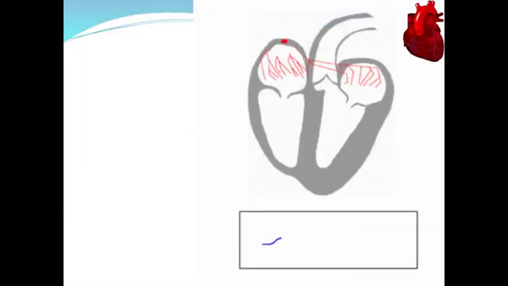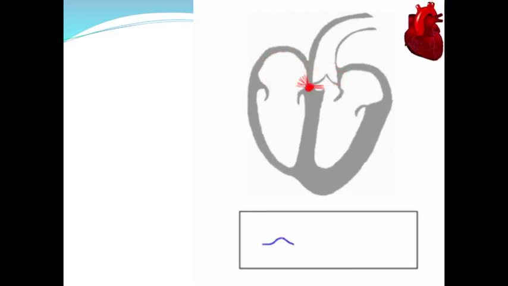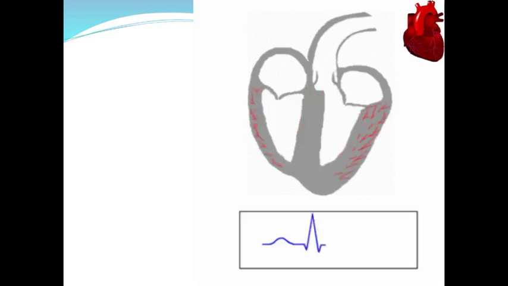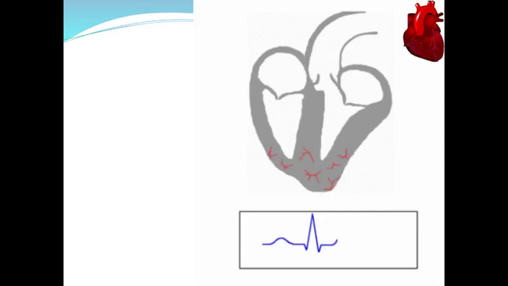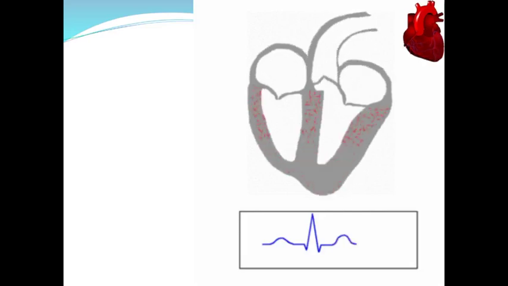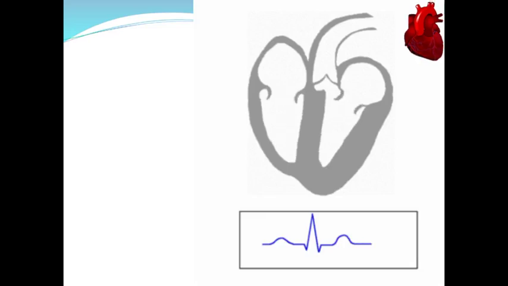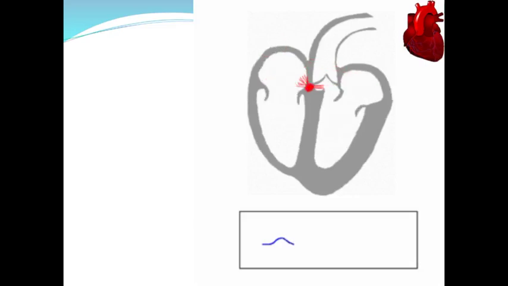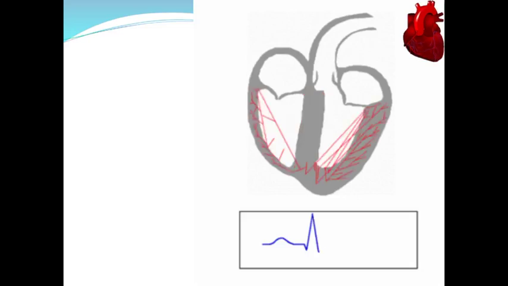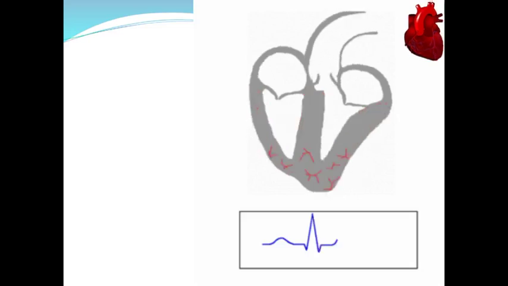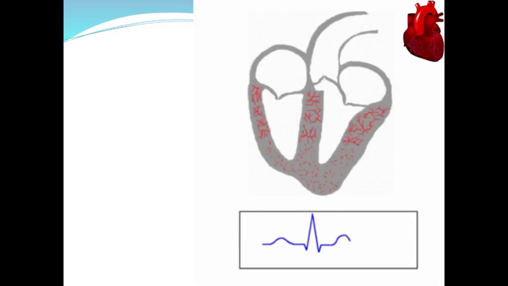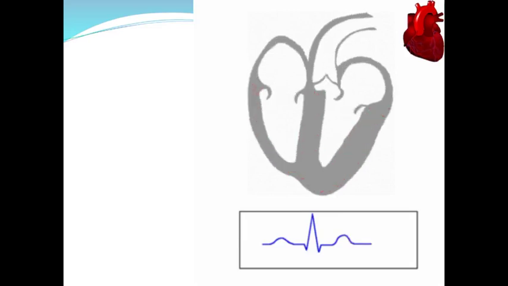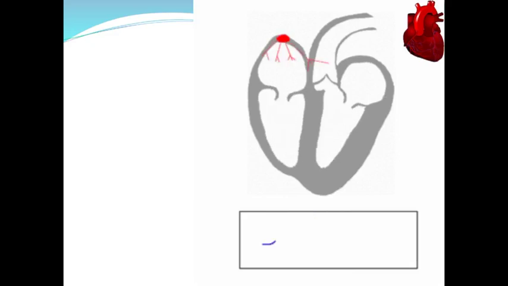Look how it spreads here, and now we have the P wave. This is the QRS complex, and this is the T wave. Again, you see the activation of the atria gives us the P wave, and then the spread and activation of the ventricles gives the QRS complex. This is the relaxation phase, which gives the repolarization and the T wave.